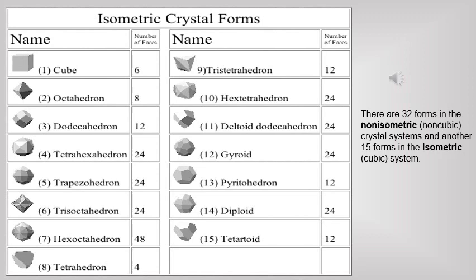Here I wanted to show you how many different forms a crystal can have. Here there are only 15 isometric crystal forms, but there are also 32 forms that I'm not showing here.